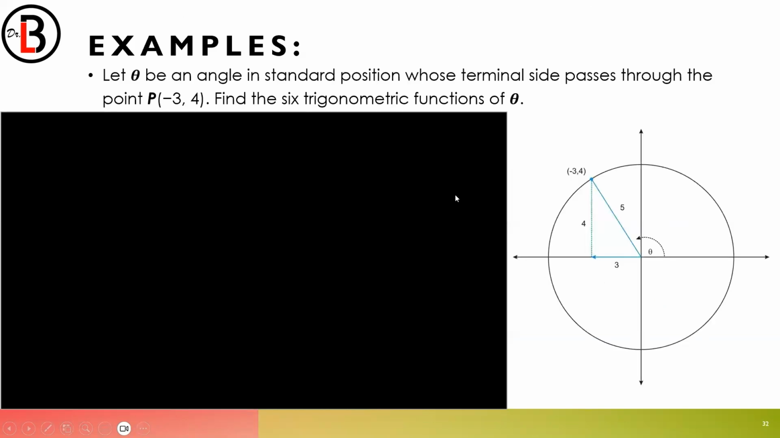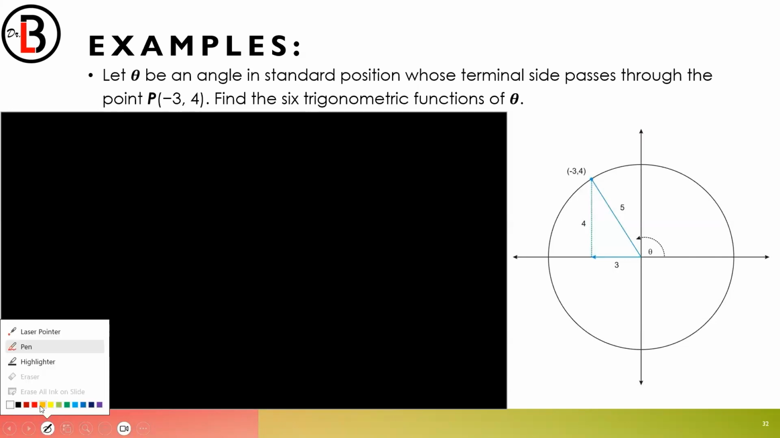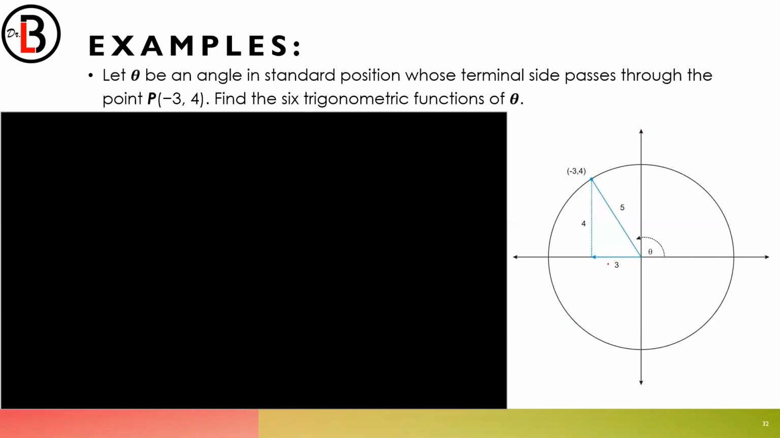Okay, so let's just try. Let theta be an angle in the standard position whose terminal side passes through the point (-3, 4). You're asked to find the 6 trig functions of theta. Since this is a 3, 4, 5 triangle, it's a right triangle. What I usually do is indicate that if it's to the left, it's negative. So I know that I'm solving for this angle here. Let's say this is theta.